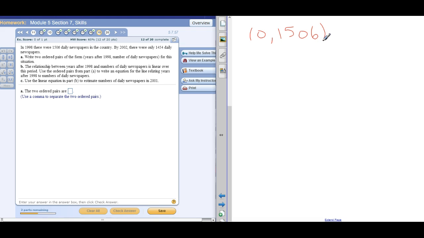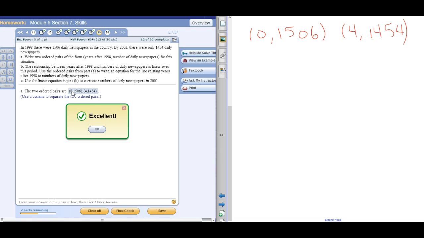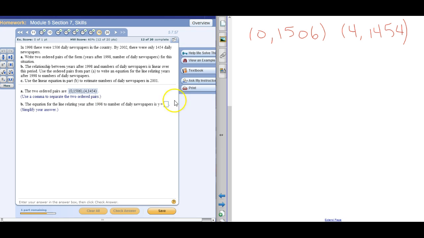By 2002, okay, that is 4 years after 1998. So x is 4. There were 1,454 newspapers. So there's my 2 points that I'm going to plug into here. So 0, 1506, comma 4, 1454. Okay, so there's my first 2 points, and then we want an equation.